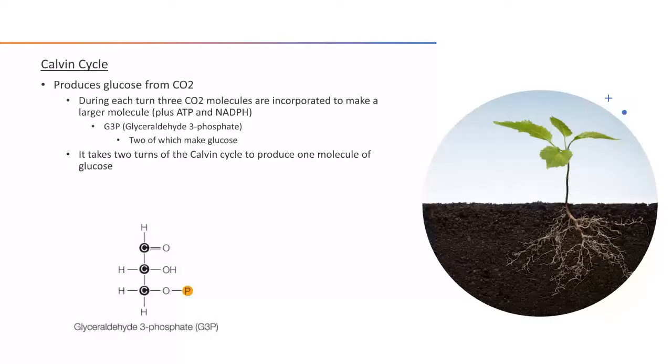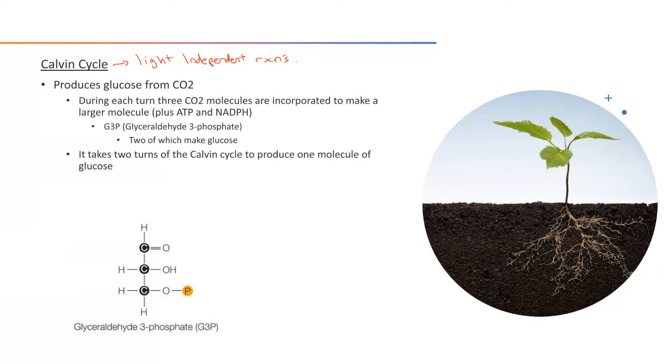All right, let's jump into the Calvin cycle. Again, the Calvin cycle is going to be the light independent reactions. That means that they do depend on light because they depend on the products of the light dependent reactions, but they don't really require light directly.